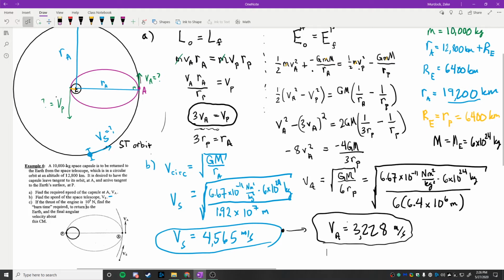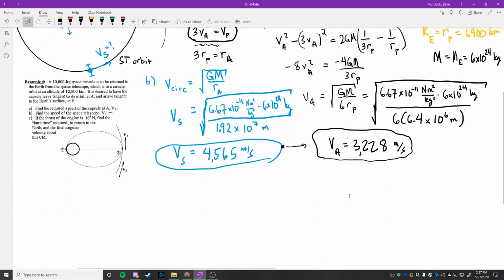So the question then is, if the thrust of the engine is 10 to the 5 newtons, find the burn time required. How long would it need to turn its engines on in order to make this maneuver? Sometimes they call this delta V, the change in velocity needed to fall back to the Earth when they talk about orbital mechanics. So let's calculate what it would be.